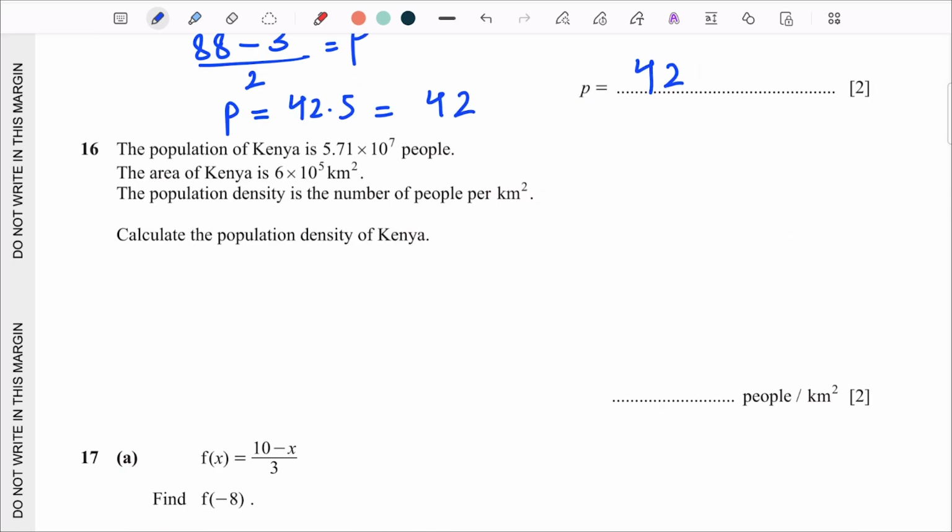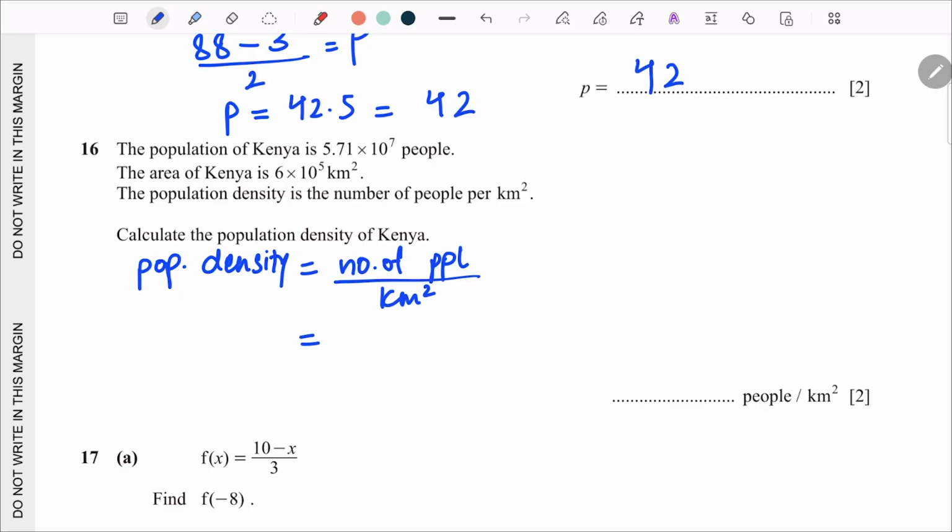Question number 16. The population of Kenya is 5.71 times 10 to the power 7 people. The area of Kenya is 6 multiplied by 10 to the power 5 kilometers squared. The population density is the number of people per kilometer squared. Calculate the population density. The formula is simply given to us. Population density is equal to number of people, where per can be replaced by divide, per kilometer squared. So population density is equal to number of people divided by kilometers squared.